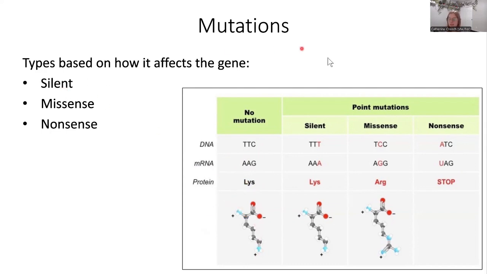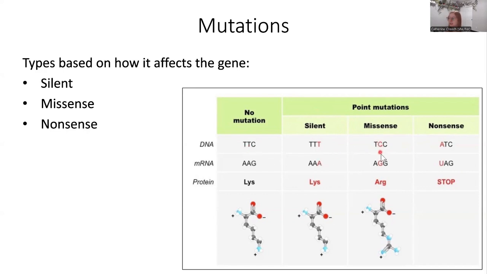Now, in a silent mutation, I change one nucleotide. That changes the mRNA, but this codon still codes for the same amino acid. So I've altered my DNA, but it has no effect because the outcome is the same. It is silent.